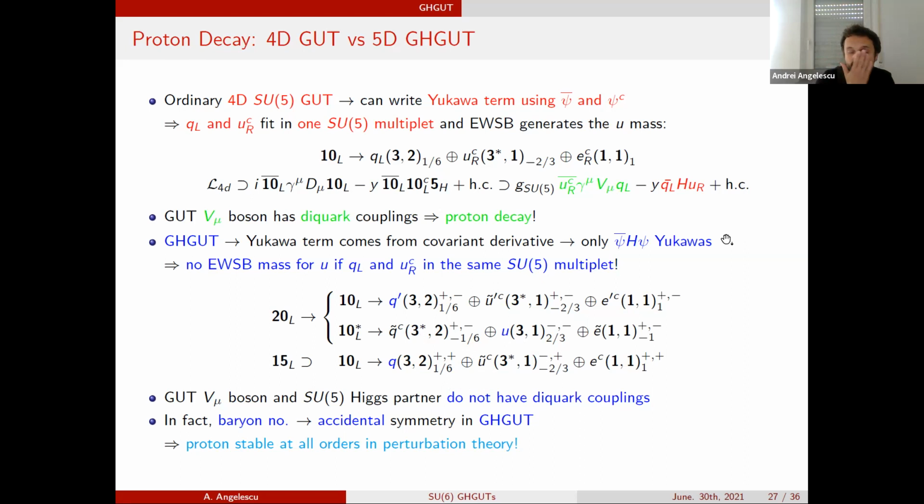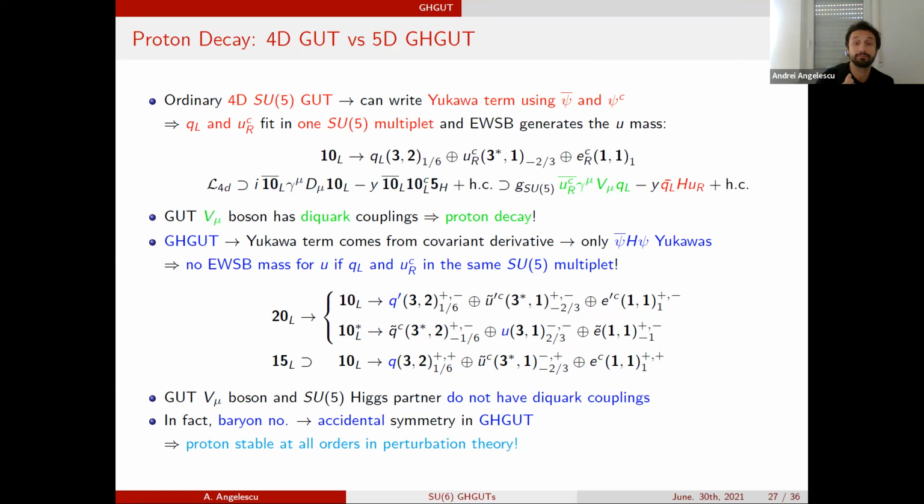It tells you that due to gauge symmetry, in the end you cannot have any couplings which violate baryon number, because in GHGUT, baryon number is an accidental symmetry. That means the proton is stable at all orders in perturbation theory. So to summarize, it's impossible to generate the couplings of the gauge bosons or scalars that would generate proton decay.